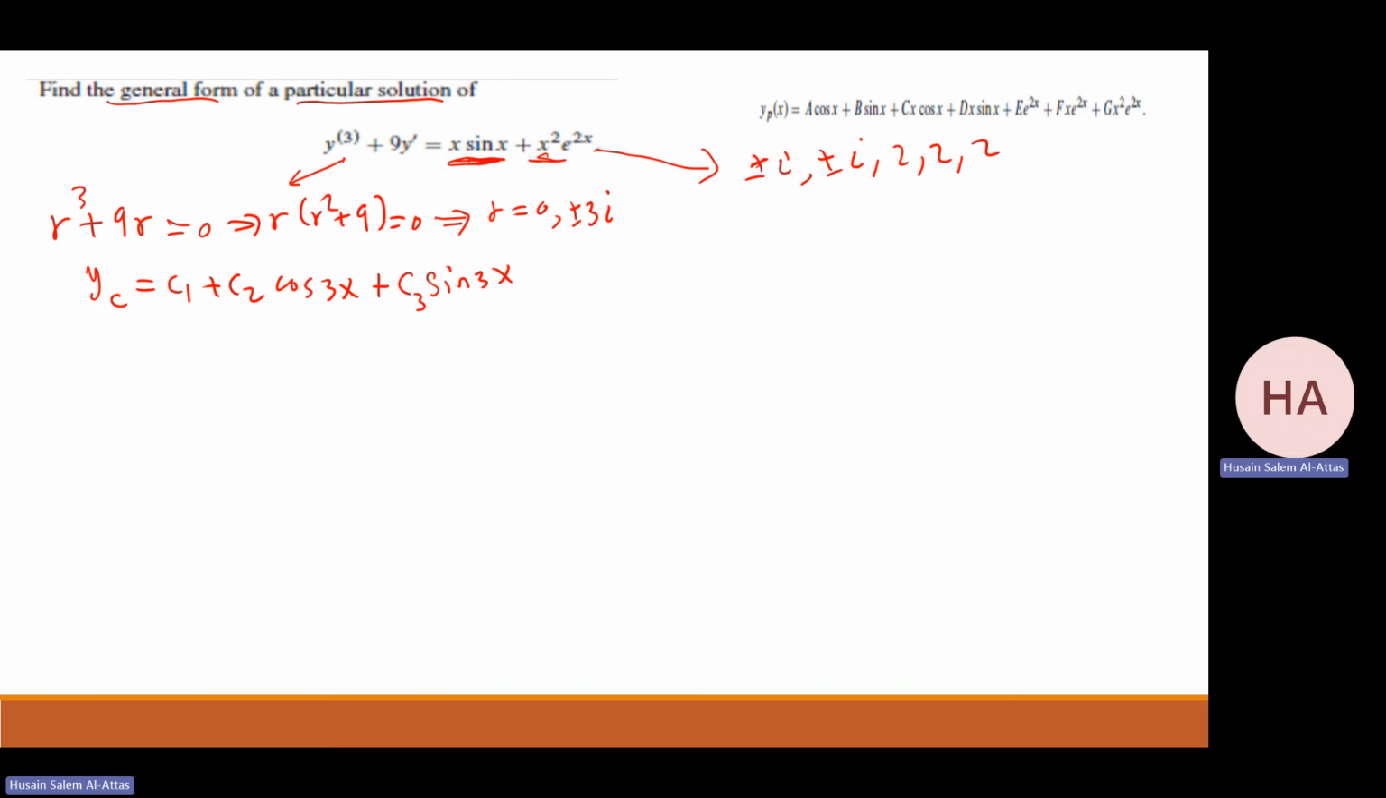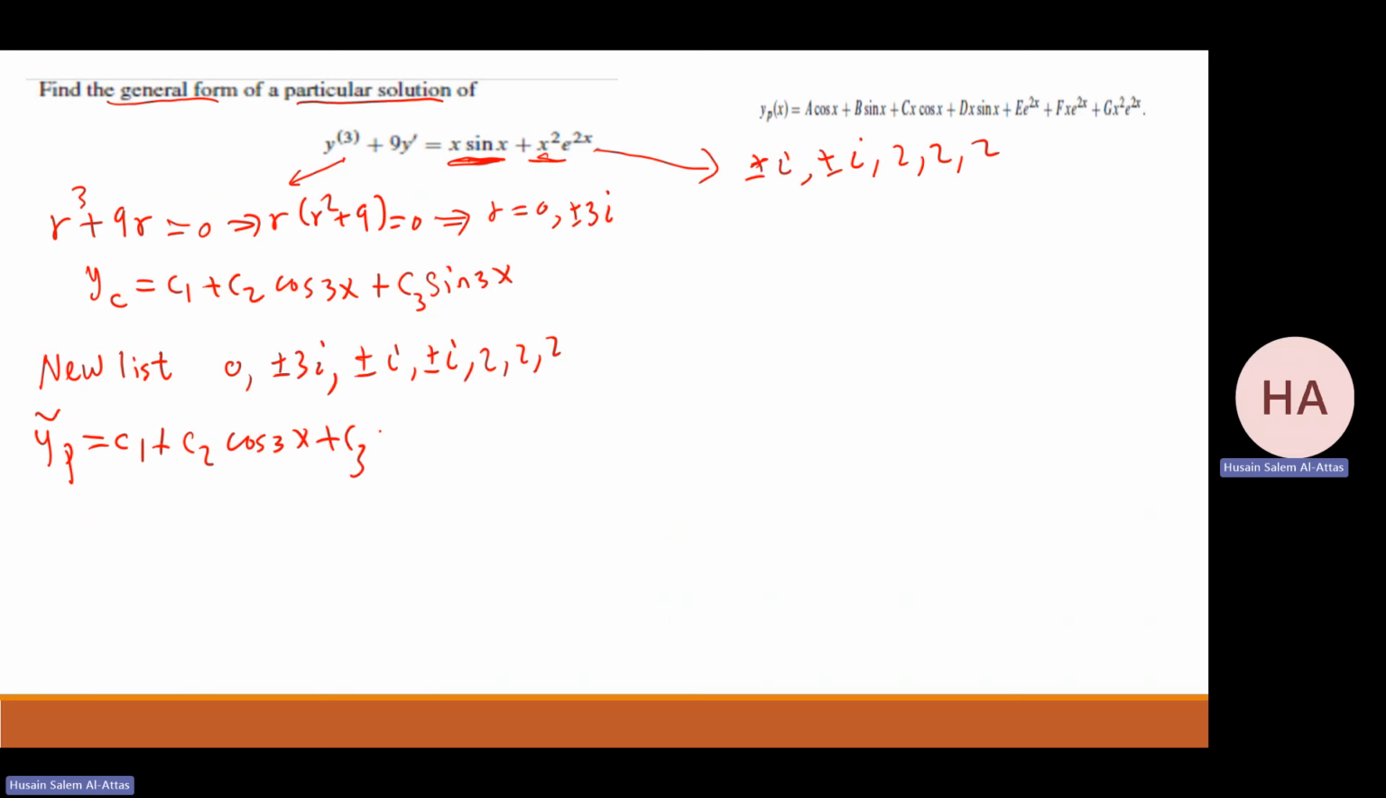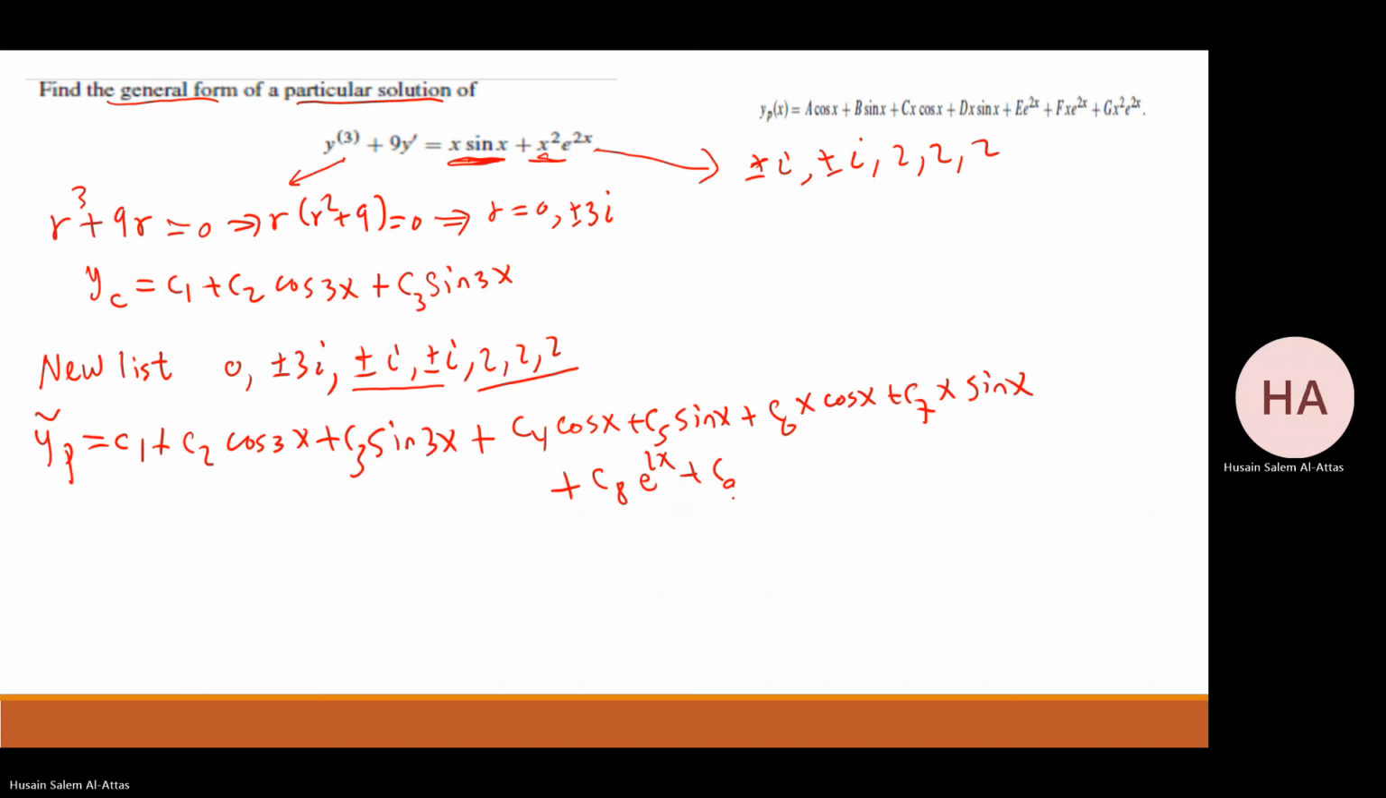That's it. We'll give you yp right away. But since I'm doing it in general, now what I have, the new list, I have 0, plus or minus 3i, plus or minus i, plus or minus i, 2, 2, 2. So yp hat will be C1 plus C2 cosine 3x, which I will cancel, but just for completeness, I want to do the same procedure. Now I have, this is plus or minus, so I have C4 cosine x plus C5 sine x. Because there's a repetition, I need x cosine x, x sine x. Are we done? No. I now have this repeated 3 times, plus C8 e to x, plus C9 x e to x, plus C10 x squared e to x.